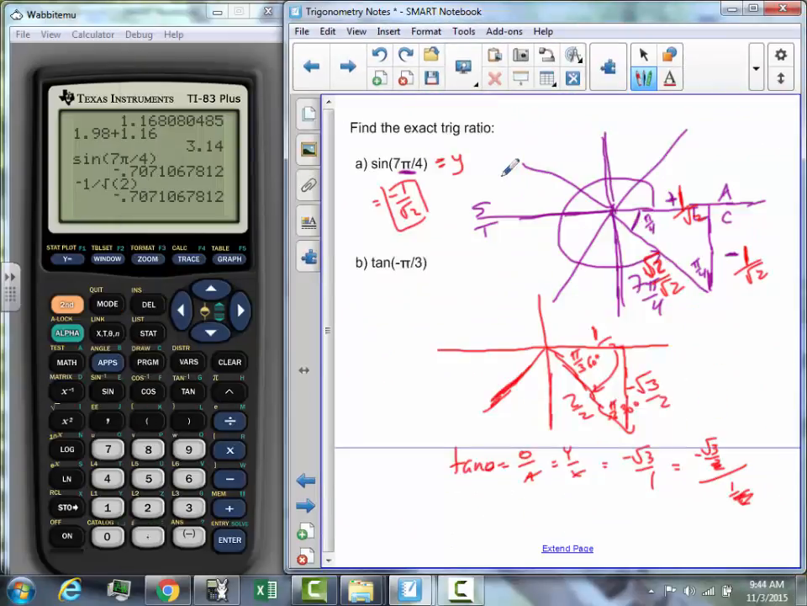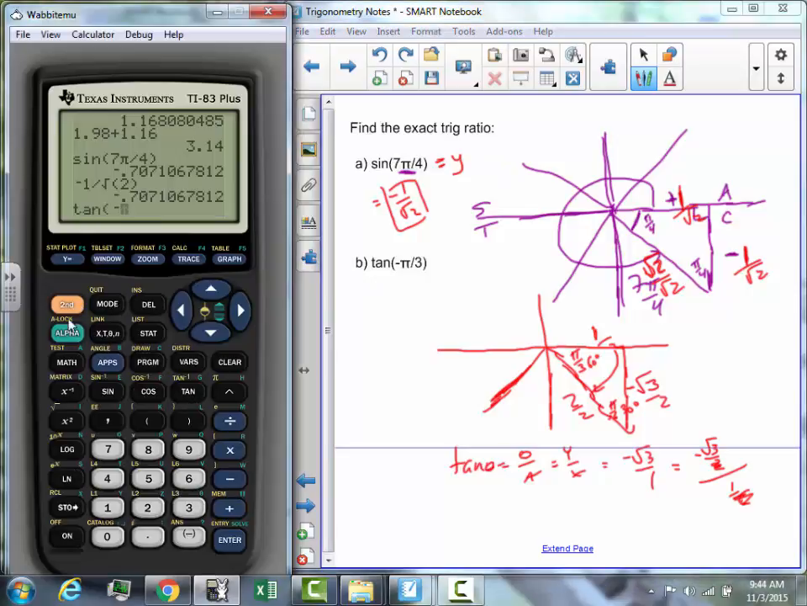let's check our work. I'm going to type in my calculator the tan of negative pi over 3. It's going to give me some really stupid number. And if I've done this correctly, it should be the same thing as negative root 3. I'm not going to divide by 1 because that's redundant. Ta-da, they're the same.